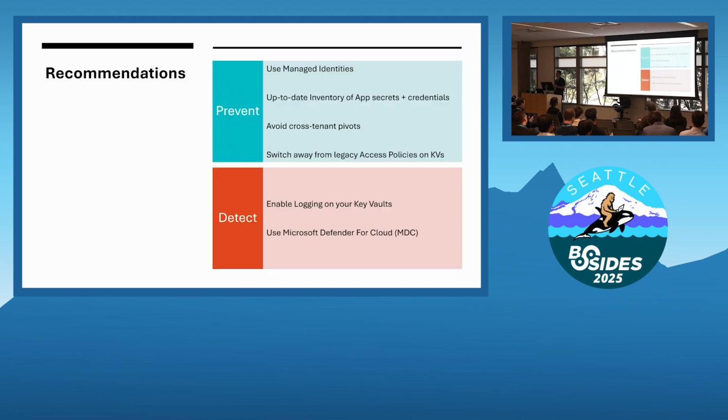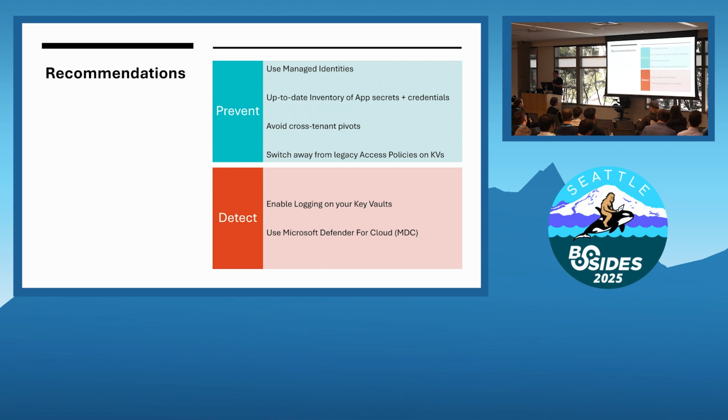So how do we prevent this from happening? Well, firstly, you can use managed identities. This was not a topic I had enough time to cover earlier, unfortunately, but this would allow for short-lived tokens instead of the use of something like an app secret, which can be leaked in source code or in other ways, and they're long-lived.